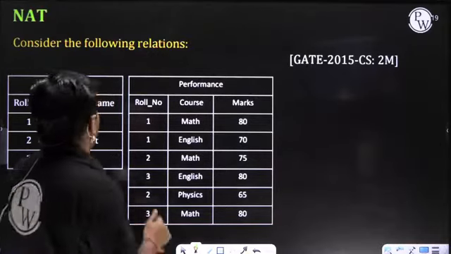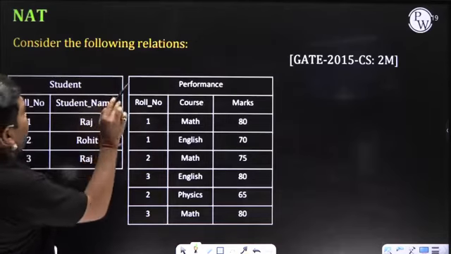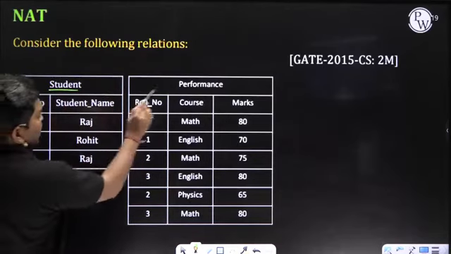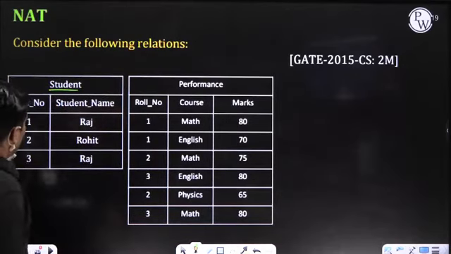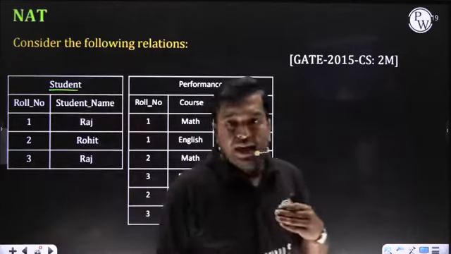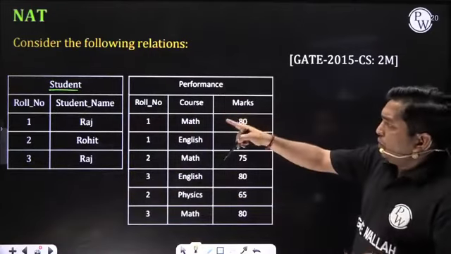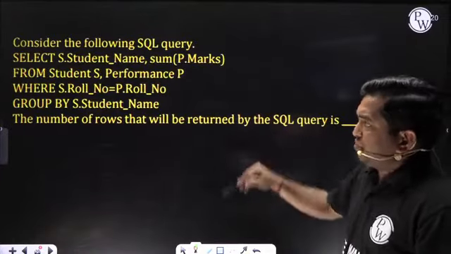In this question, consider the following relation. We have one student table and another one is the performance table. Student having roll number and student name, and performance table having roll number, course and marks. And what is the query? Consider the following SQL query.